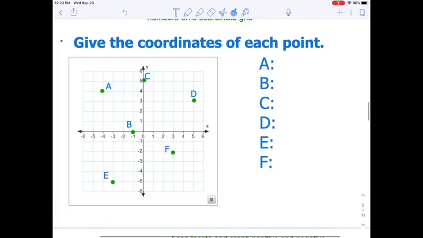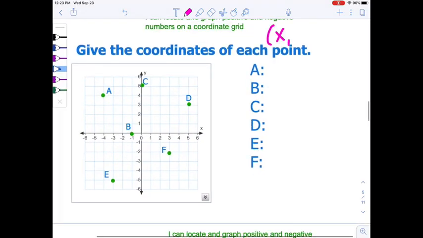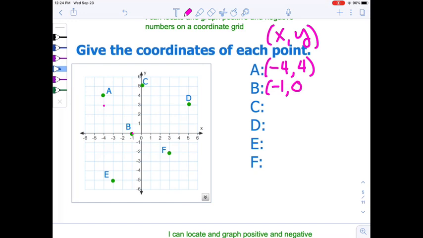So just some examples. Given the coordinates of each point, we know that the coordinates go x, then y. So if we're starting at letter A, we need to get to letter A, and we do that by starting with our x value. So we have to go to the left, 1, 2, 3, 4. Since we went to the left, that's written as -4. And then we go up 1, 2, 3, 4, which is +4 since we're going up. Letter B, we're going to the left 1, which is -1. And remember, you always do parentheses and a comma in between. And then we don't have to go up or down, so our y-coordinate is 0.